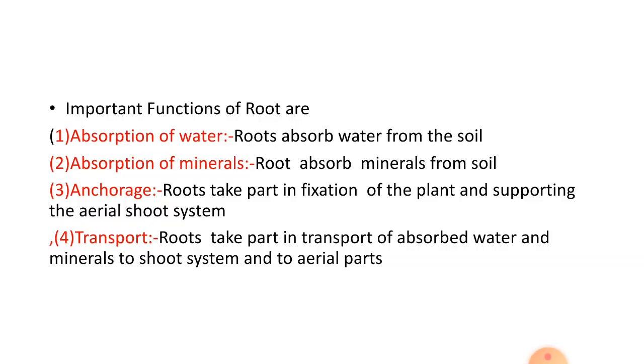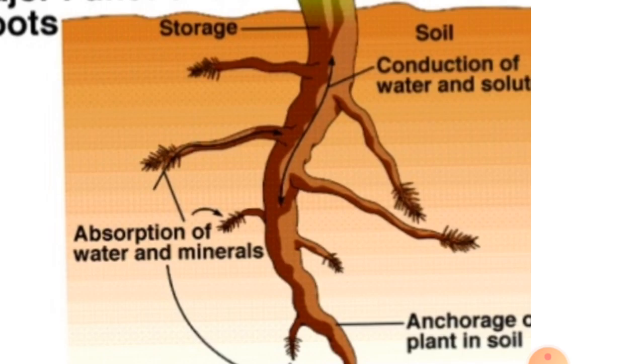The fourth function of the root is that it acts as a transport system. Roots take part in transport of absorbed water and minerals to the shoot system, to the aerial parts. So roots absorb water and minerals from the soil and take them inside the plant, by which these are taken upwards through the vascular system. So the root acts as a transport system for water, minerals, and other absorbed things.